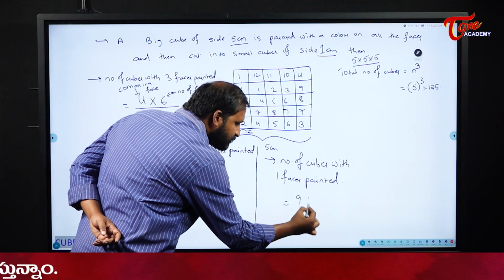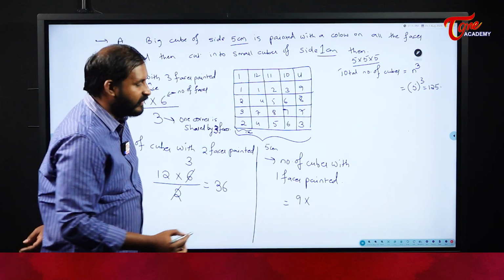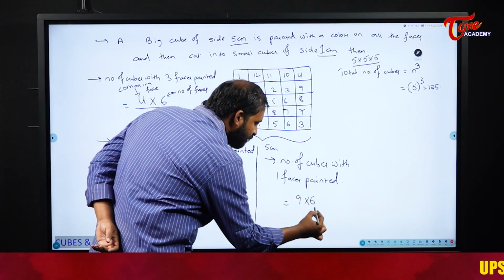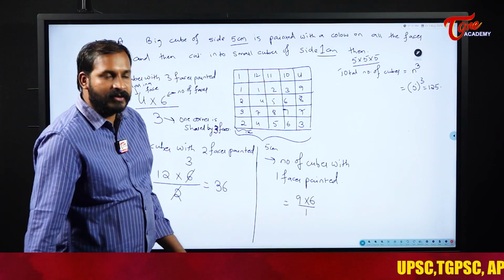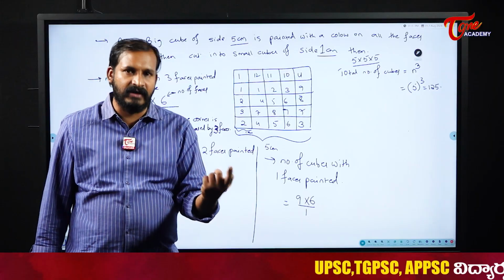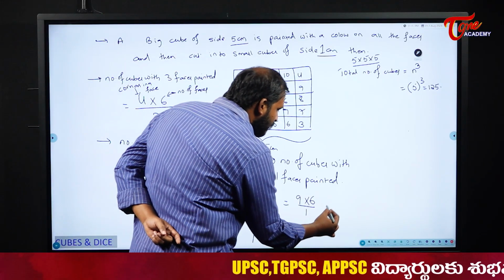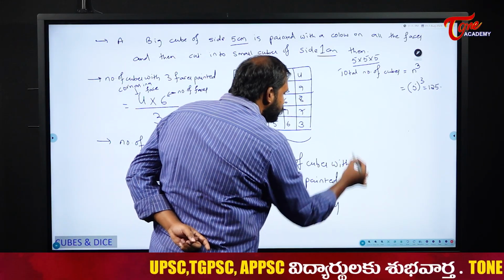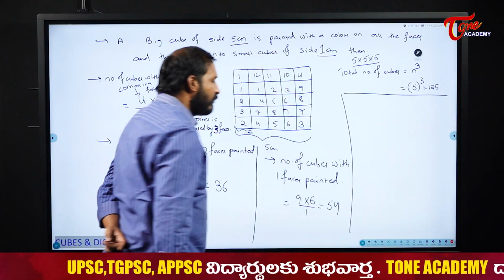So 9 into, like this, total how many faces? 6 faces. 6 faces by 1. Why 1, sir? Because each face cube is shared by only one face. So 9 sixes are 54. There will be 54 cubes which get paint on one face.